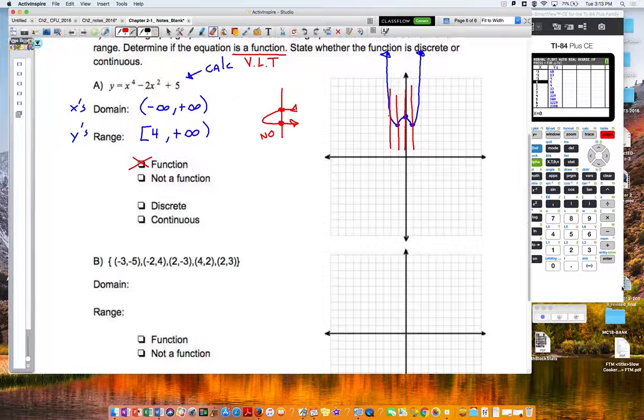All right, last but not least, is this discrete or continuous? Well, you can see that as I was graphing this, it kept on going in both directions with lines. So that is a continuous function.